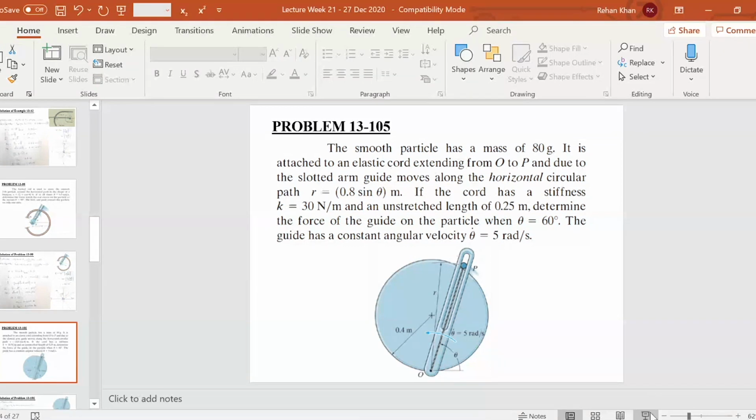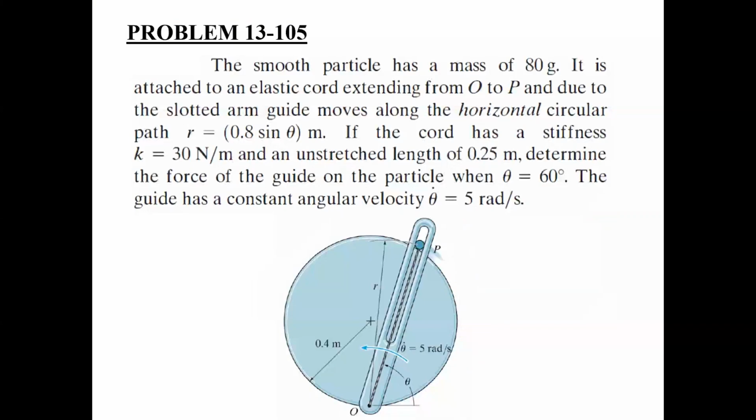Let us first of all read the statement of this problem. You have a smooth particle, which is this particle P, and it has a mass of 80 grams. So please make sure that you are using the units correctly. The mass is given as 80 grams. When you convert it to kg, it is divided by 1000, so you can take it as 0.08 kg.